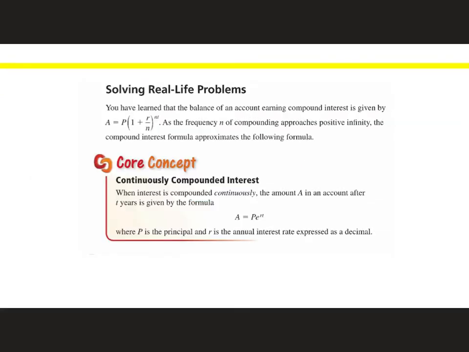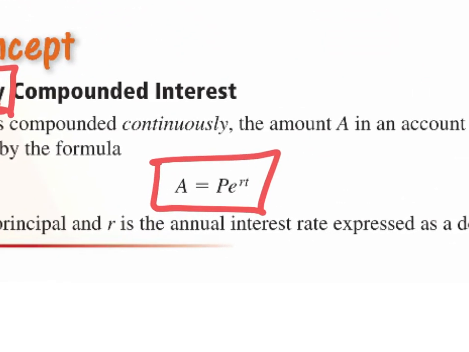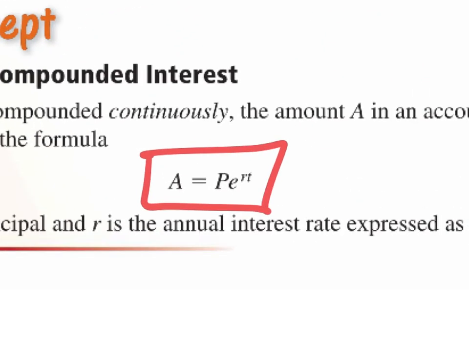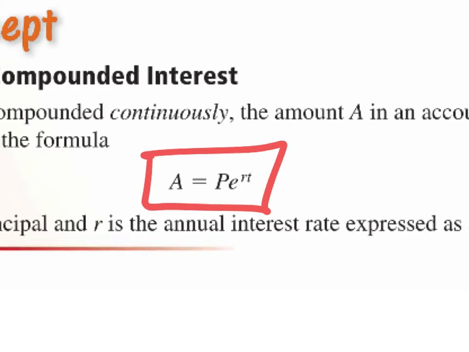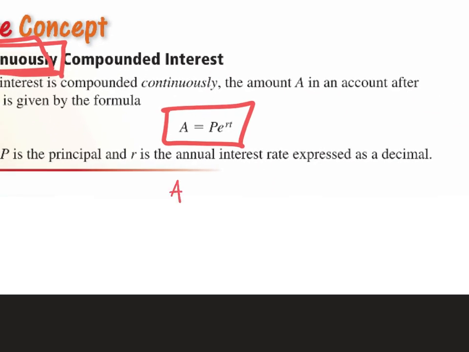So in 6.1, we had our compounded interest formula. In 6.2, we have continuously compounded interest, which is a different formula. So anytime you see the word continuously, you have to use a different formula than what we use for our compounded interest. So this was our formula for 6.1. If it is continuously compounded, we have to use this formula. I call it the PERT formula because A is equal to P times E to the power of RT. And these stand for the same thing that we did in 6.1.